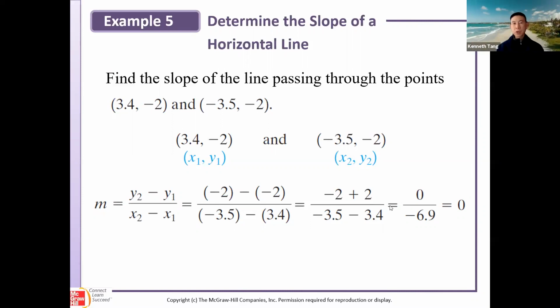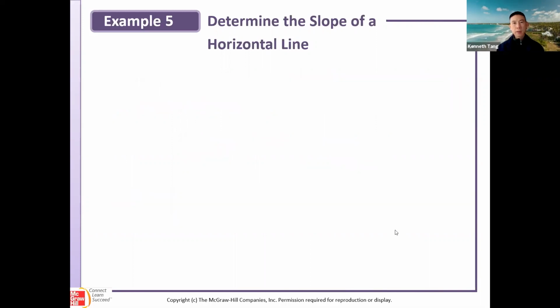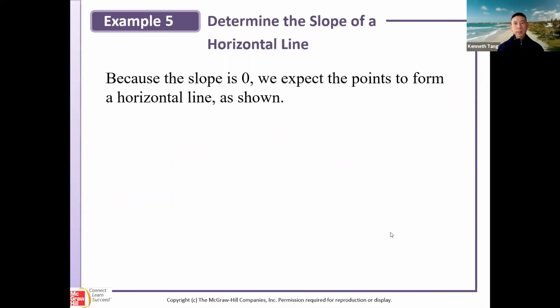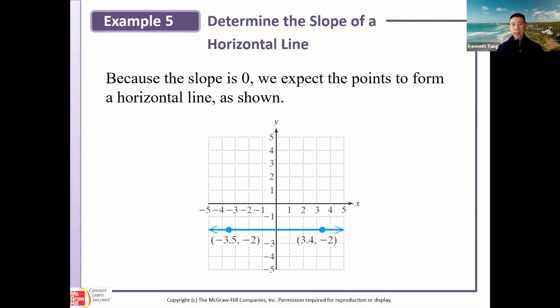So a flat slope is when the slope is equal to 0. When the numerator equals 0, yes, it's going to be a flat slope. When the denominator equals 0, that means your slope is going to be undefined. That means it's vertical. There's no slope, but it's a vertical line. So here, when the slope is 0, we can expect the points to form a horizontal line as shown.